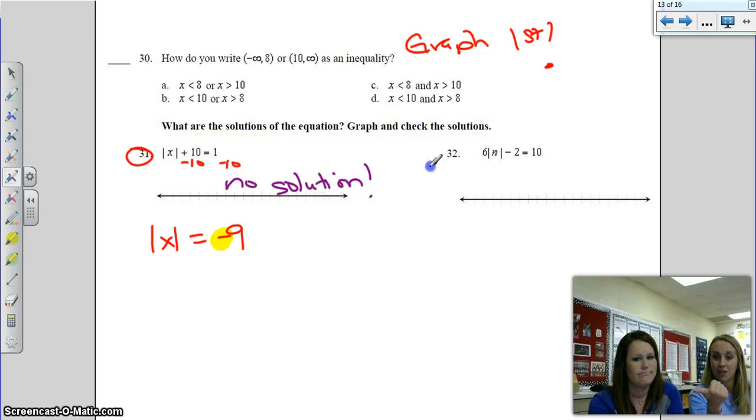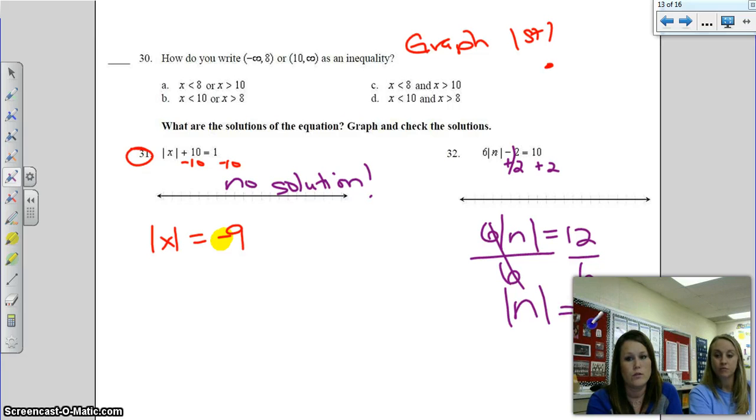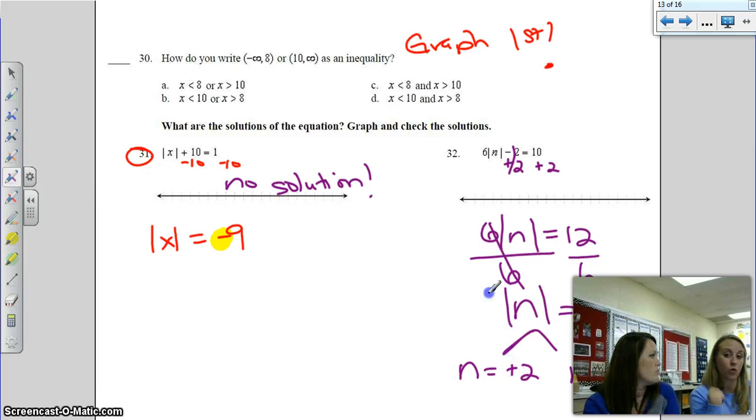32. Same thing. What you need to do first, though, is add 2 and then divide by 6. So we've got rid of this. So 6 absolute value n equals 12. Now I have to unlock the division here. Divide by 6. So I have absolute value of n is equal to 2, which now I split into 2. n is positive 2 or n is negative 2. So you can write n equals plus or minus 2, or n equals 2, comma, negative 2.